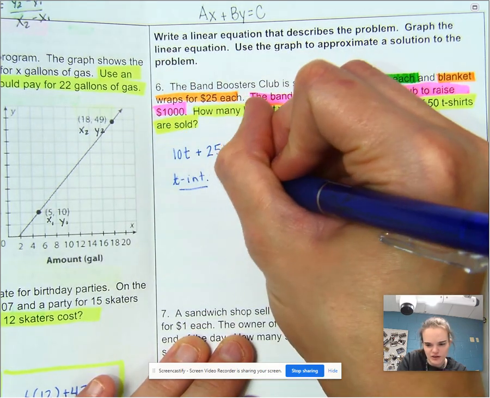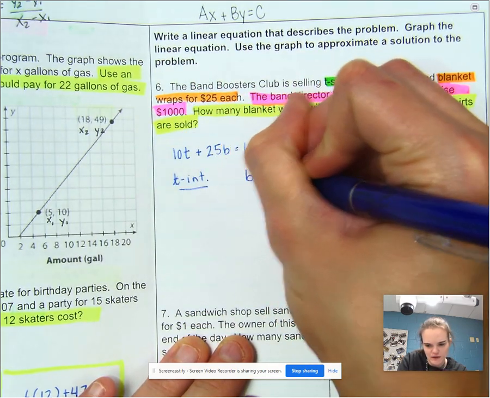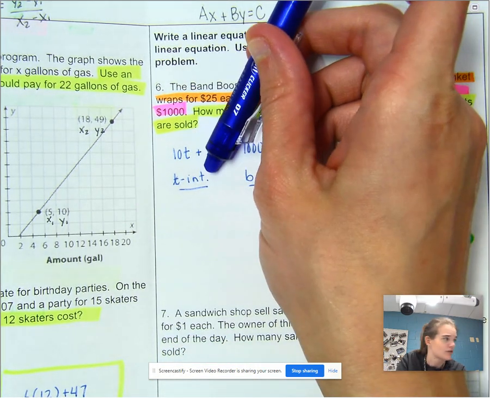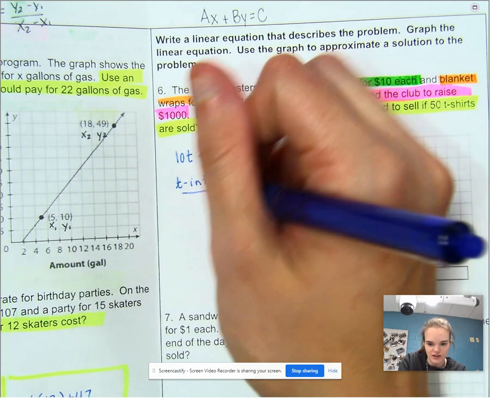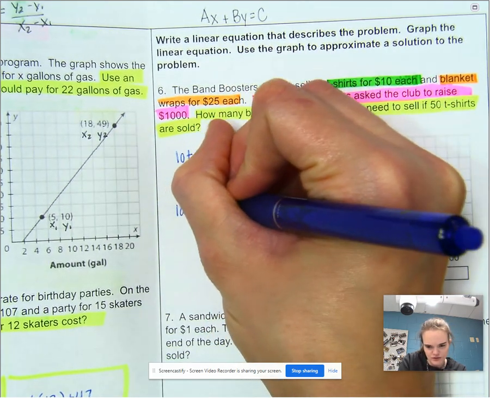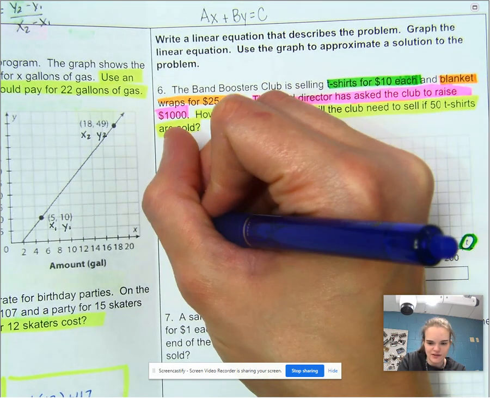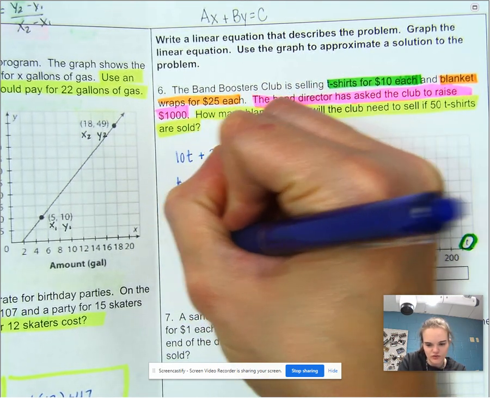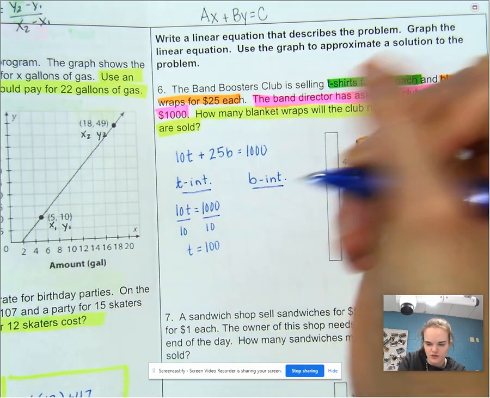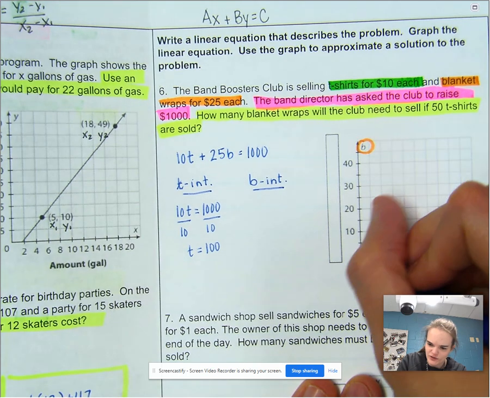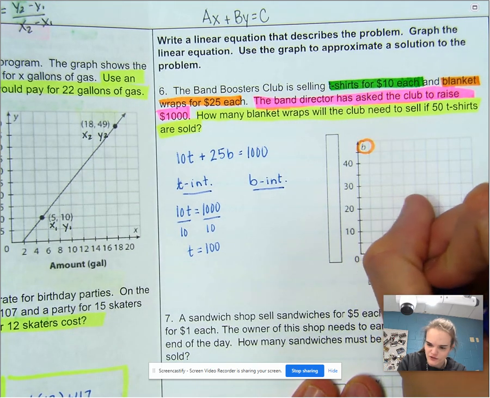and the b-intercept to graph this. So to find the t-intercept, we cover up b, and we have 10t equals 1,000. Divide by 10. T equals 100. So we're going to put a point right here at 100 on T. Now, this is the number of t-shirts.